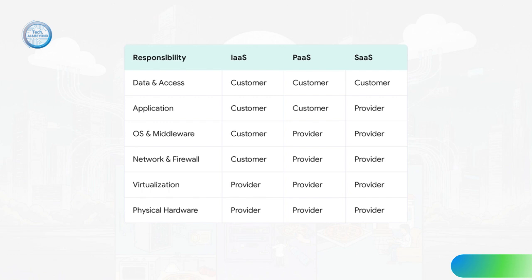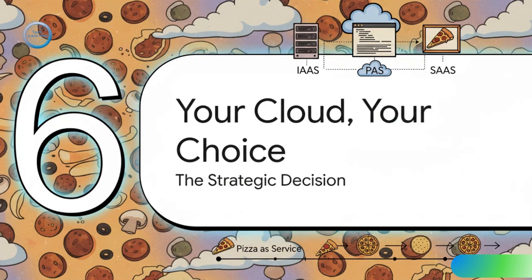But, and you have to see this, look at that top row, data and access. That blue customer box, it never goes away. It is always your job across all three models. So if you mess up the user permissions in your SaaS app and leak a bunch of data, that's on you, not the provider.